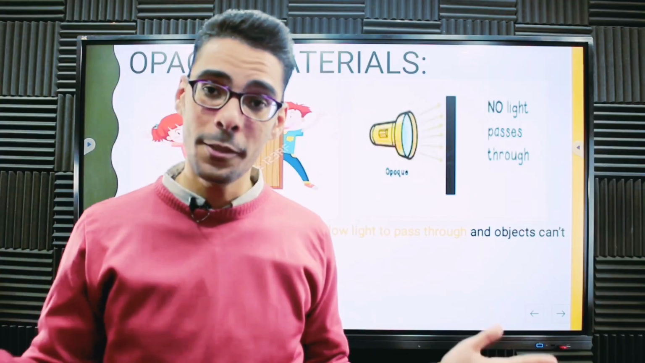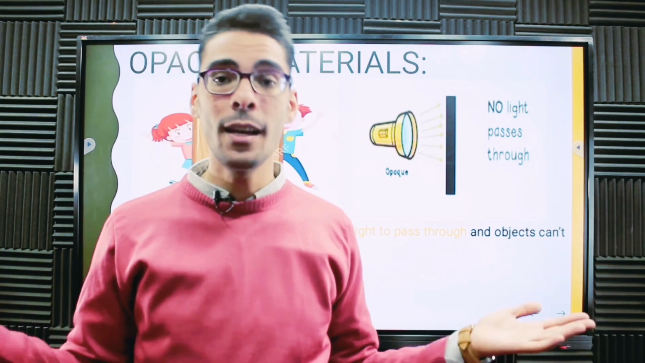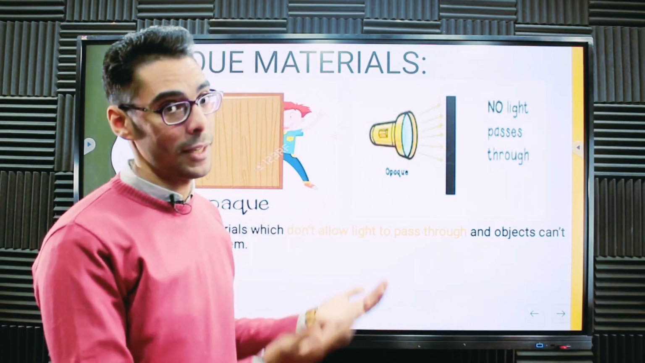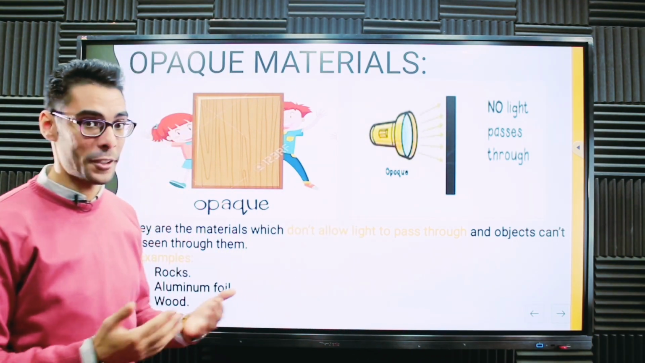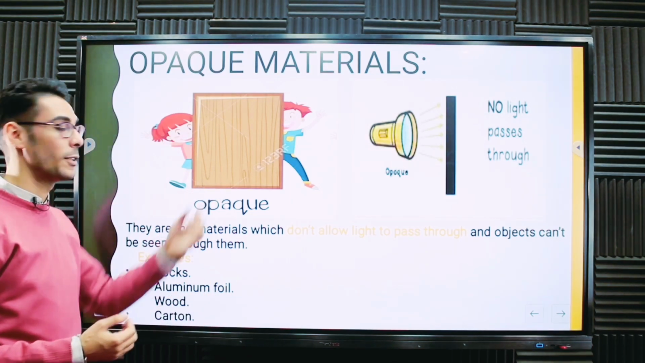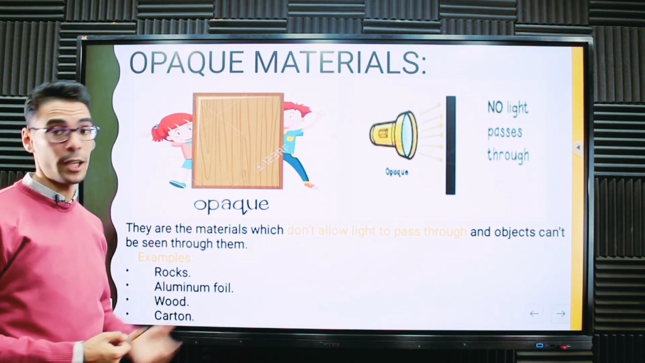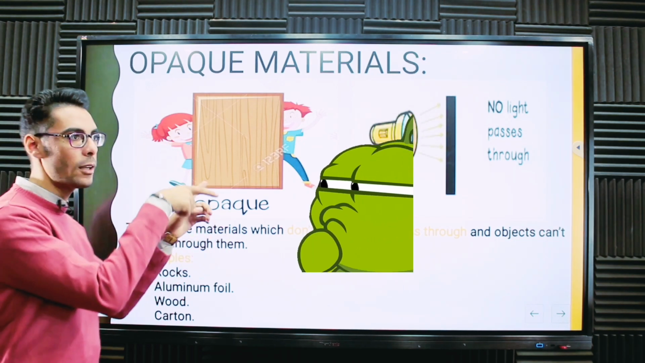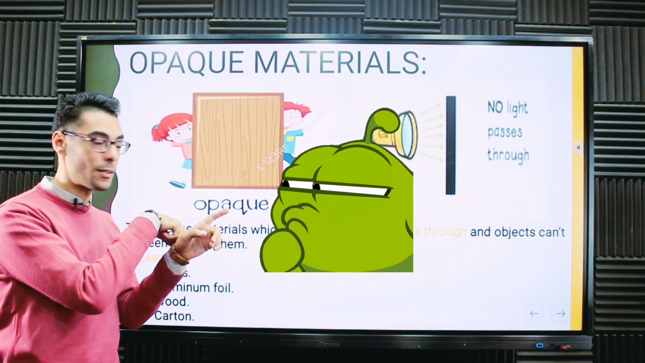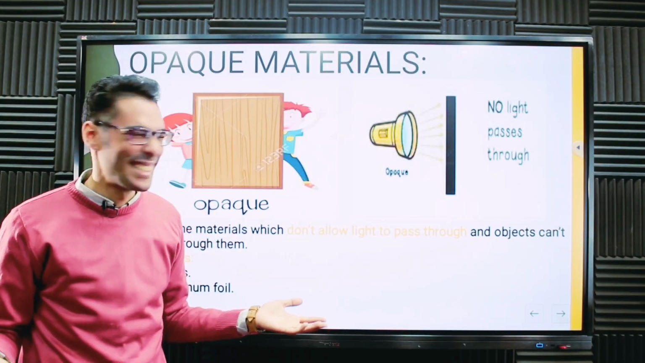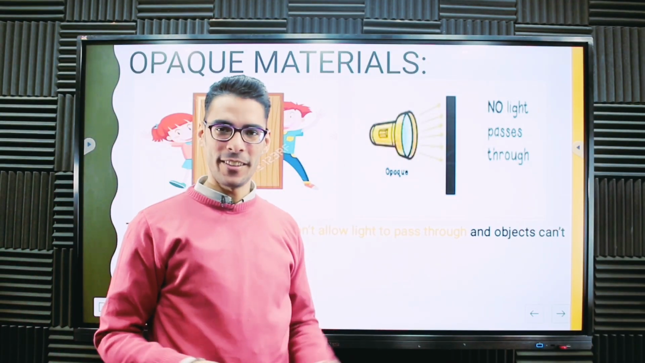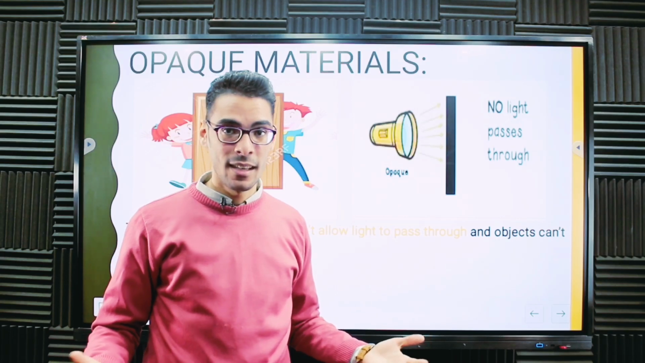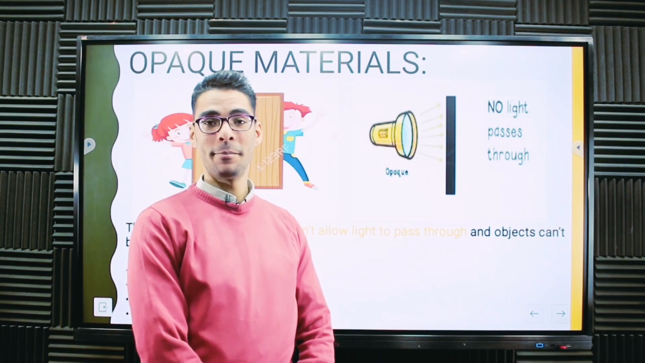And here is the last type, the opaque objects, which make shadows because they prevent light rays from passing through them. Look at this one, the wooden door here. It prevents the light rays from passing through. This is why you cannot see what is behind. Keep this in mind: opaque objects do not allow light to pass. And here is another example of opaque materials. Can you give me extra examples?